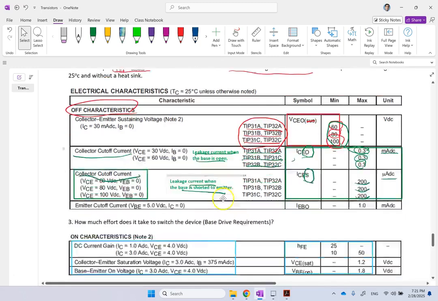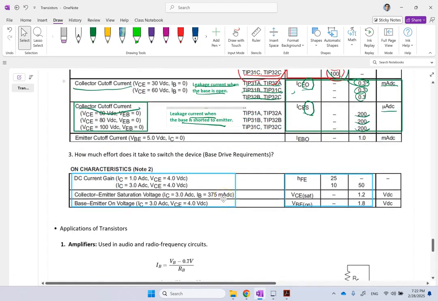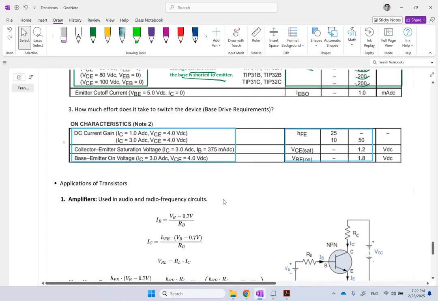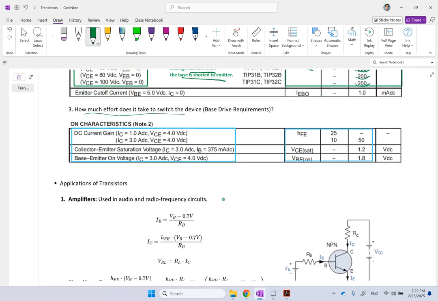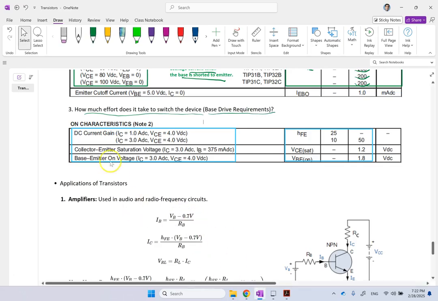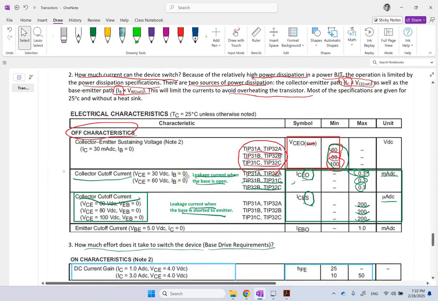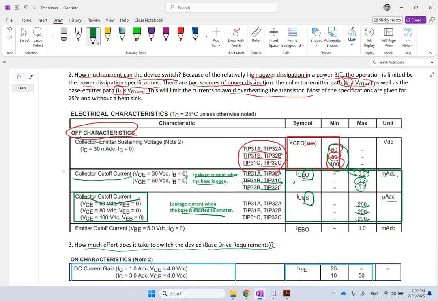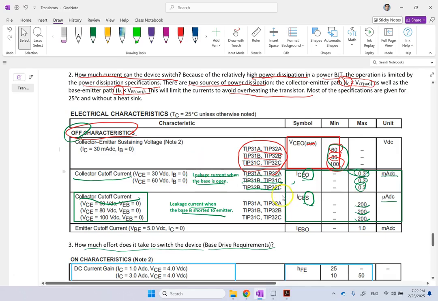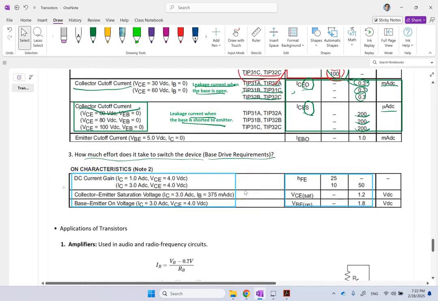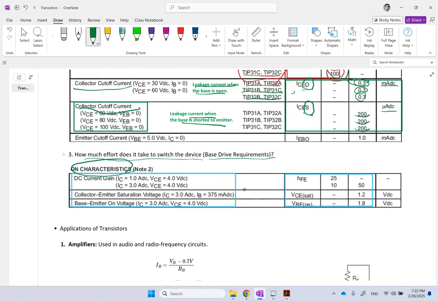Good. Now, the third question that you have to answer is, how much effort does it take to switch the device? In other words, we call it base drive requirements. So far we talked about making the switch off, holding the voltage or the current back. We looked at the voltages and the currents that it can hold off. Now, when you want to turn it on, you have to look at the on characteristics part of your transistor.